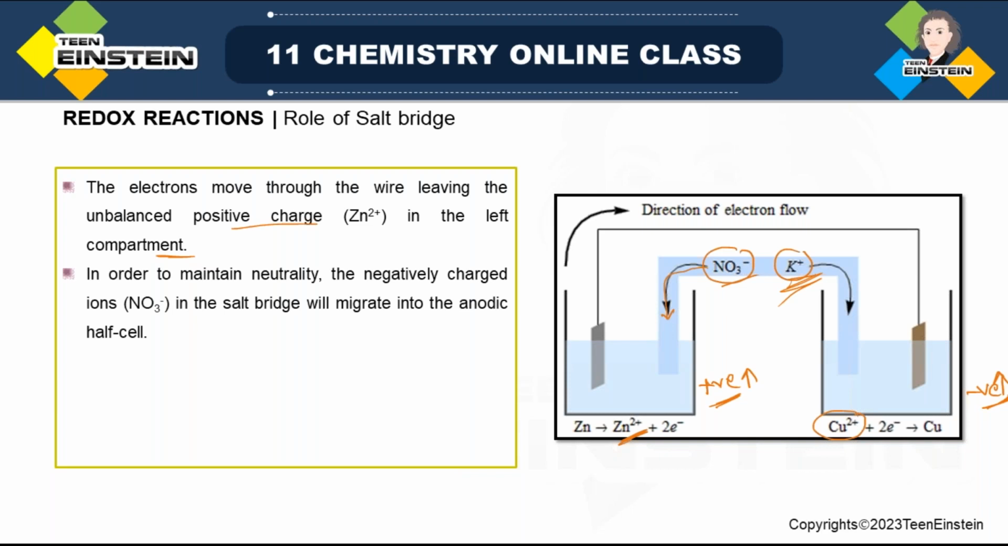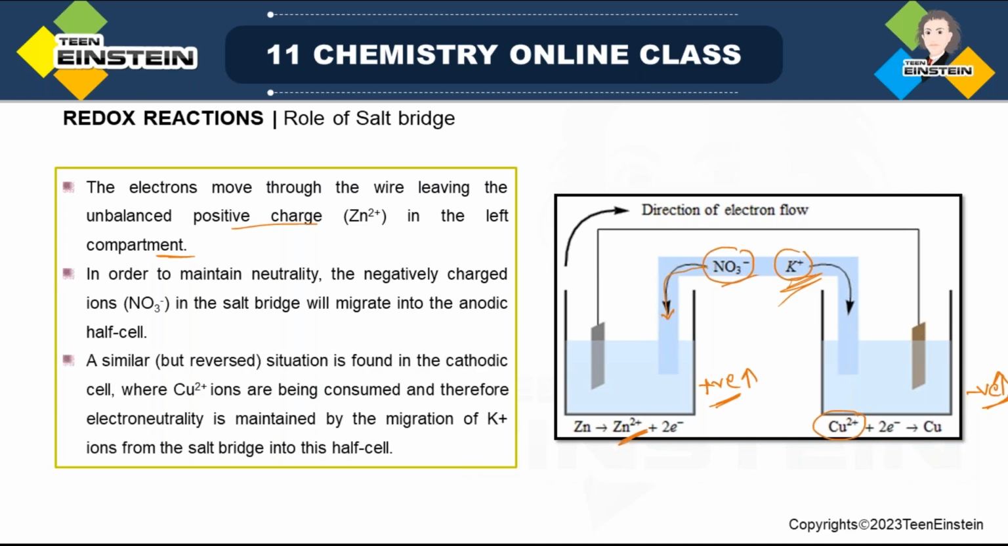So in order to maintain neutrality of charge, negatively charged ions in the salt bridge will migrate into the anodic side, which is the left hand side. A similar but reverse situation is found in the cathodic cell, that is, the right hand side compartment, where copper 2+ ions are being consumed gradually. So there is a lack of positive charge, and that is maintained by the migration of K+.